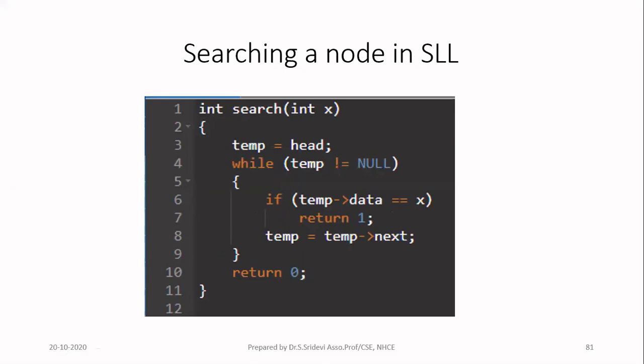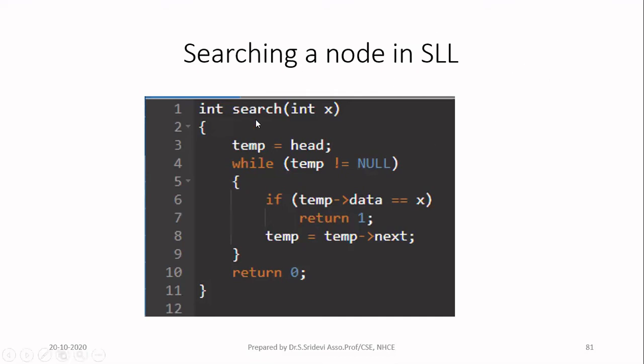What is the meaning of searching? One linked list will be given to you and they will also give you one node. You have to search the linked list and check whether this node is present or not. If it is present, you will return 1 to the user. If it is not present, you return 0 to the user. Okay, 1 means it is present, 0 means it is absent. That we are going to do now.